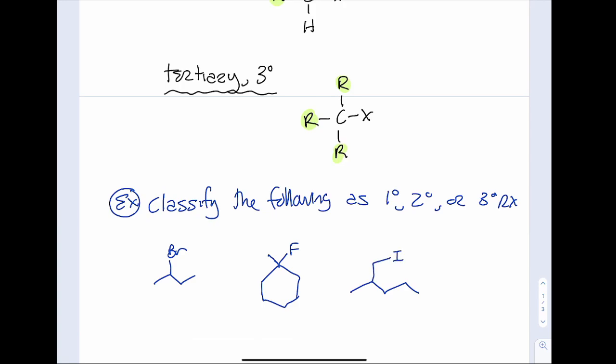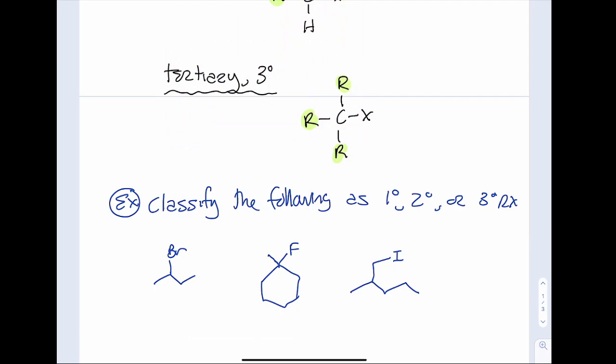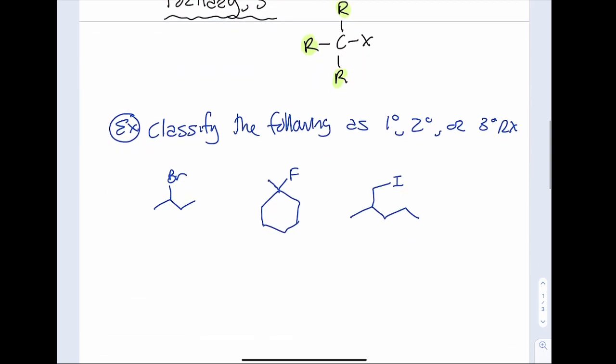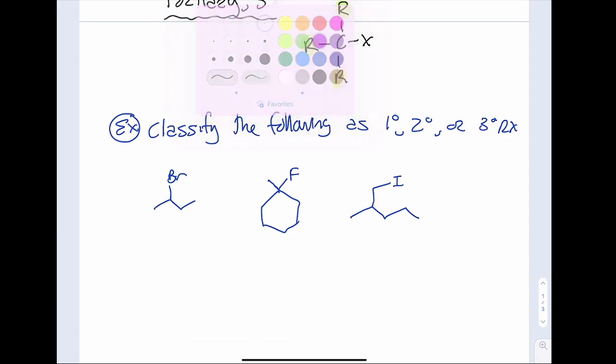Okay. So the first one, what do you think? By first, I'm going left to right. Primary, secondary, or tertiary? So if you're saying secondary, you're correct. If you're not seeing it at all, let me show you.